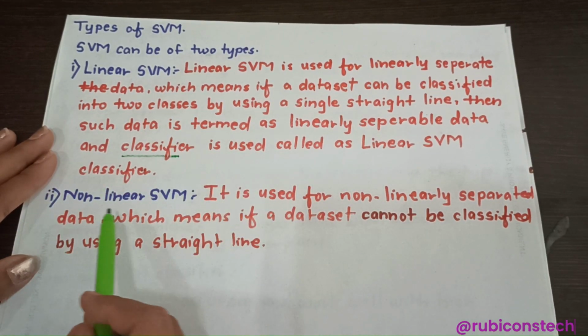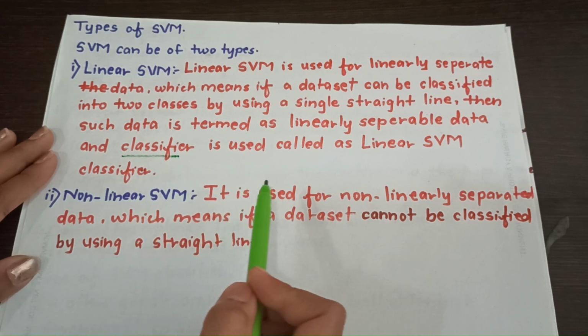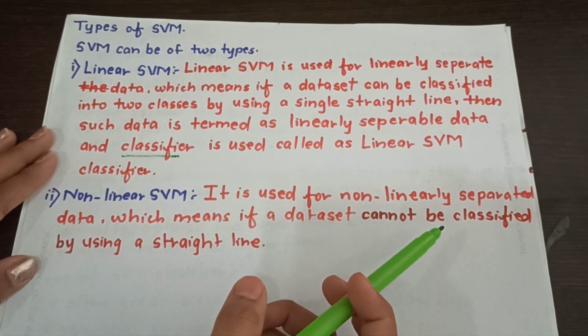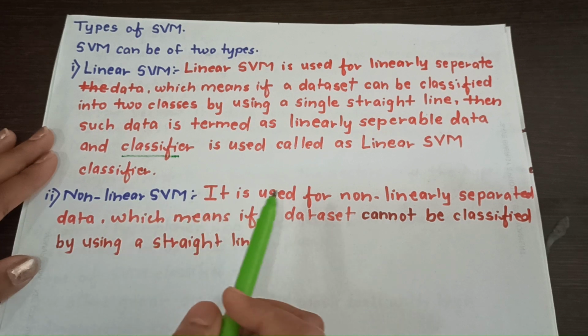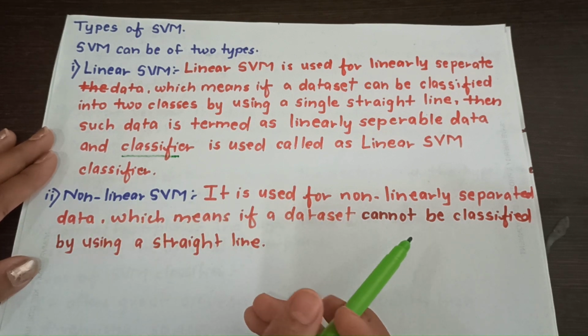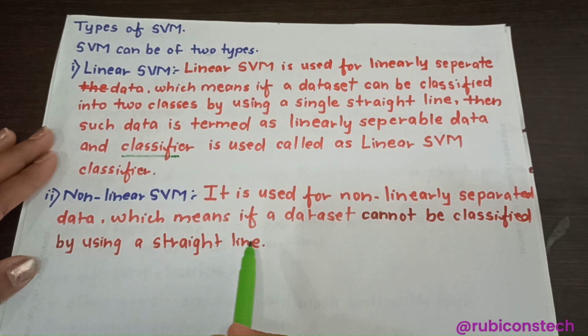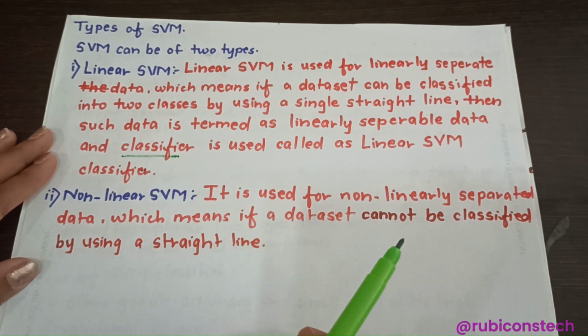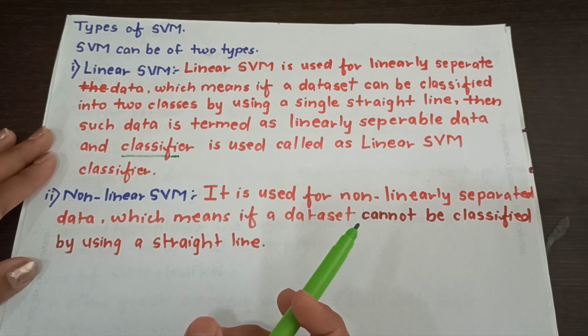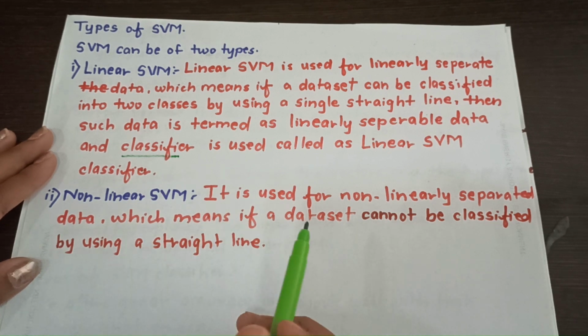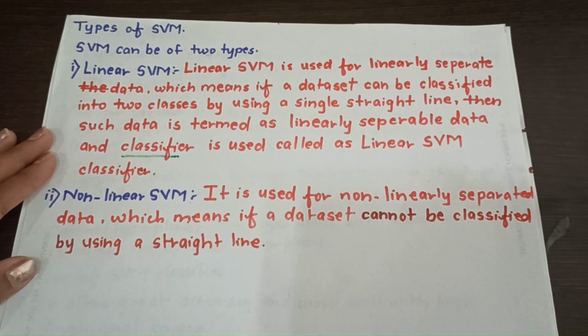Now we will see what is non-linear SVM. Non-linear SVM is used for non-linearly separable data, which means if the data set cannot be classified into two classes by using a single straight line, then such data is termed non-linearly separable data, and the classifier used is called the non-linear SVM classifier.